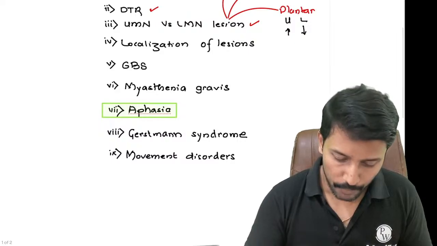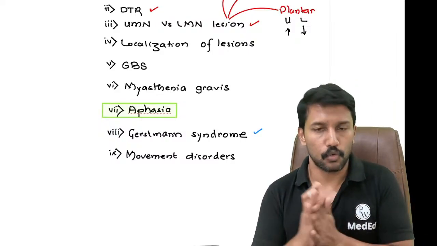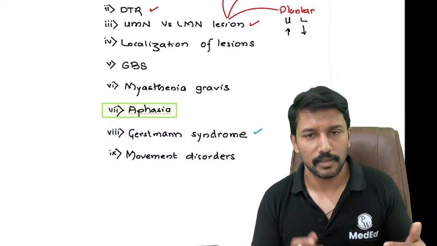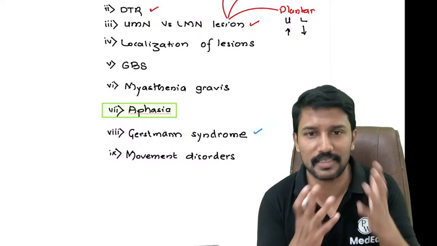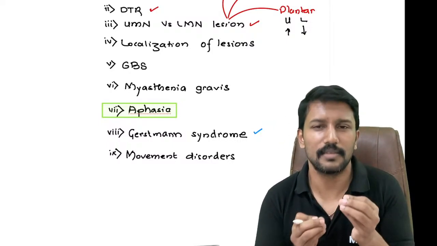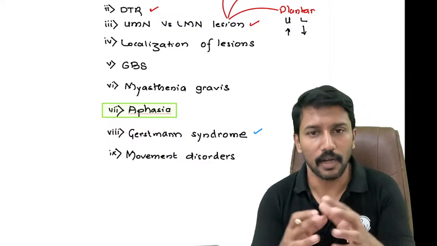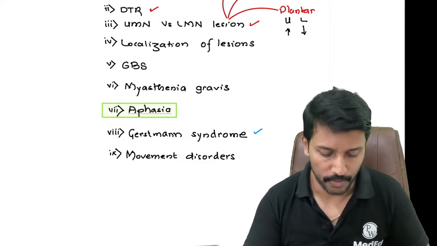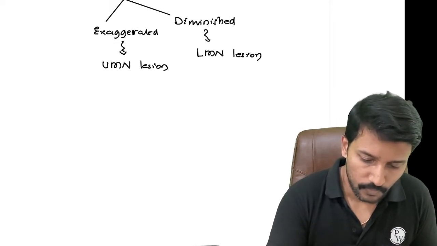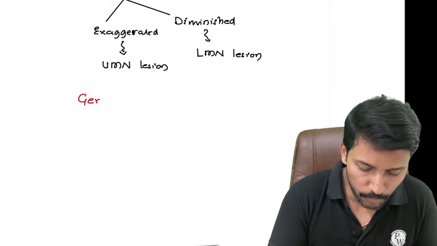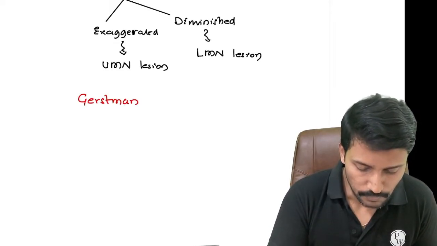Now there is one more topic, that is Gerstmann syndrome. Gerstmann syndrome. This has been repeatedly tested, mainly because the syndrome is dramatic and they can easily confuse the student around this Gerstmann syndrome. Okay. So what is this Gerstmann syndrome? Can anybody tell me the components of the Gerstmann syndrome?